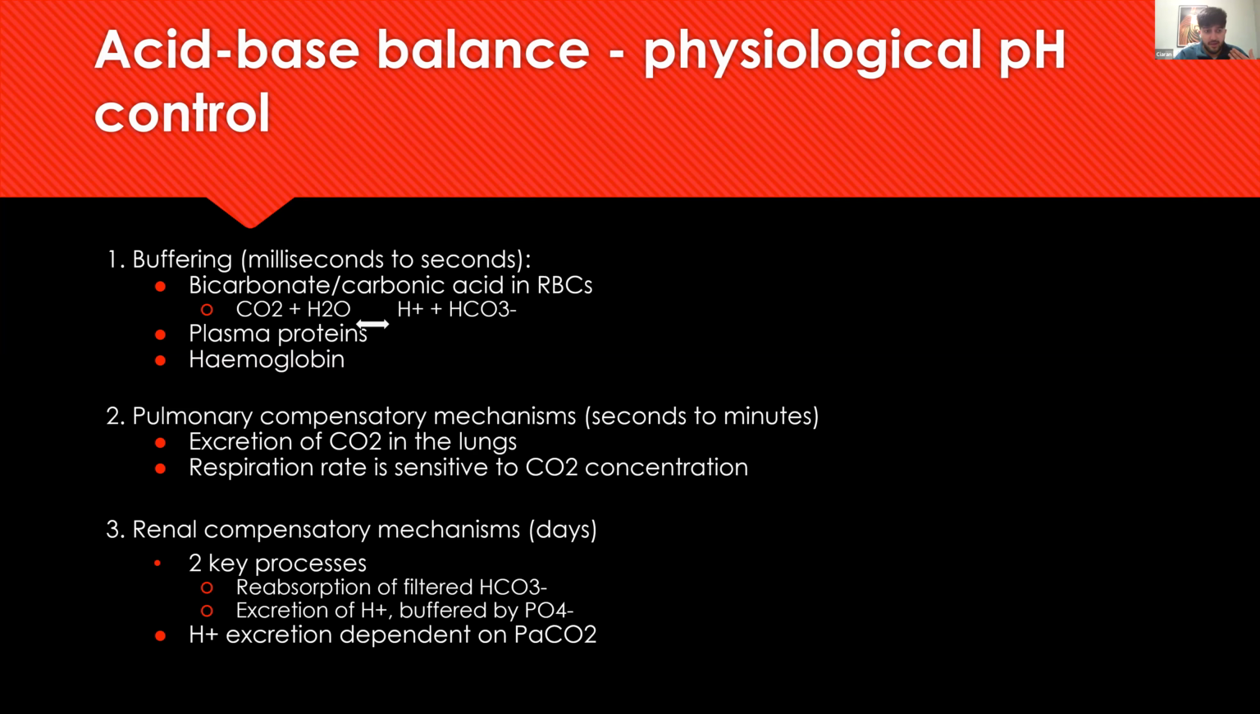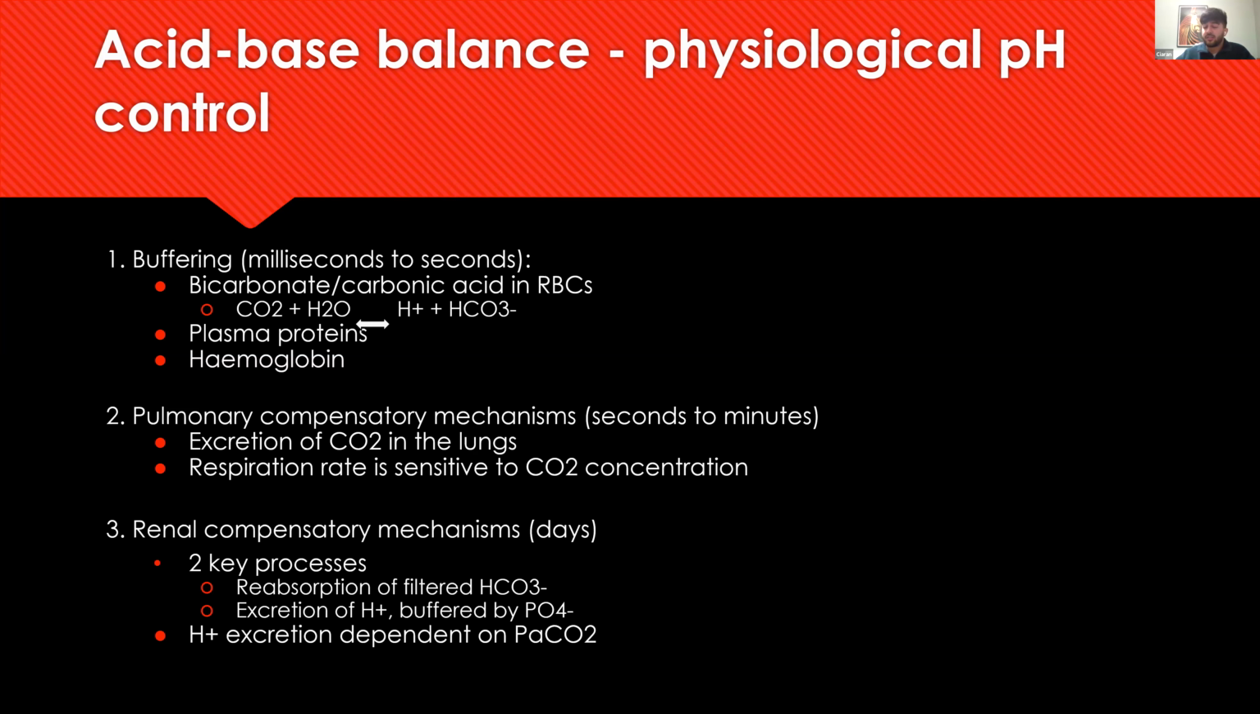But then on a slightly longer scale of around seconds to minutes, we have pulmonary compensatory mechanisms, and that simply involves either increasing or decreasing the respiratory rate to either retain CO2 in the case of hypoventilation, and therefore increase the acidity of the blood, or to hyperventilate and therefore get rid of CO2 and therefore increase the pH of the blood.